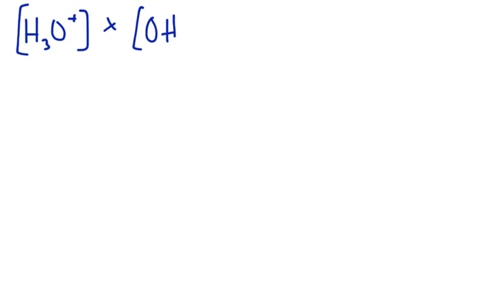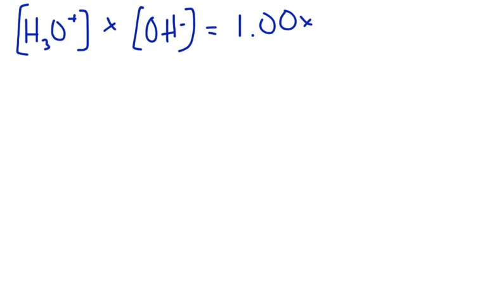So here's the first thing we're going to do with it. I'm going to write it for you again. Let's start this whole slide over. H3O plus, much better, that concentration times the hydroxide is equal to 1.00 times 10 to the negative 14th. Okay? So here's the first thing you got to be able to do.